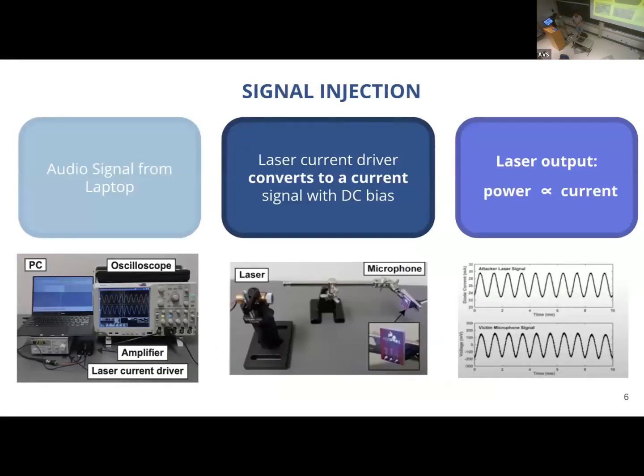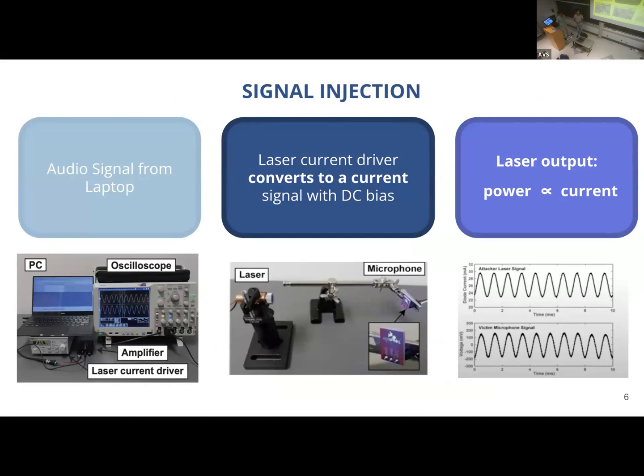So moving on, here's another overview of what this signal injection looks like. We have a PC, and we're getting the audio signal from that laptop. It goes through a laser current driver, which allows us to output a current signal through the laser. Once the audio signal is converted into a current with a DC bias, we are able to create that sound wave.